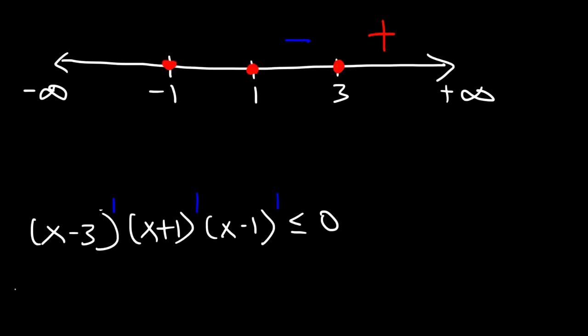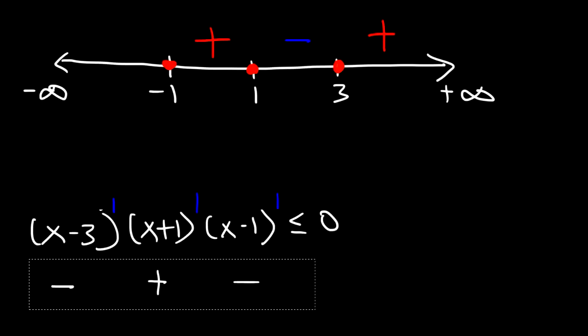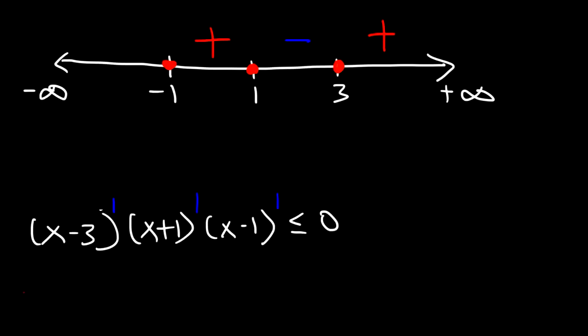So let's pick a number between negative 1 and 1. Let's try 0. 0 minus 3 is negative. 0 plus 1 is positive. 0 minus 1 is negative. 2 negative numbers will make a positive result. And the last one should be negative. So if we try negative 2, negative 2 minus 3 is negative. Negative 2 plus 1 is negative. Negative 2 minus 1 is negative. The net result is negative.